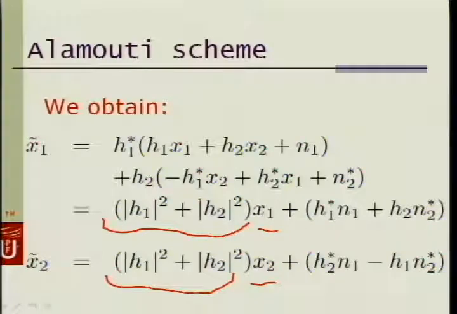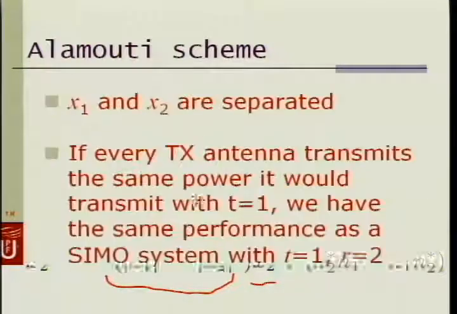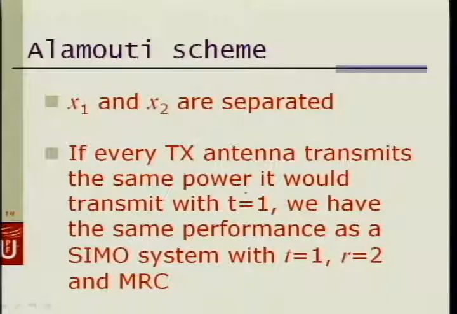We increase the factor multiplying x1 by taking into account the fact that we receive x1 from two different paths. This is a very interesting result, because we separate x1 and x2, and it can be shown that we have exactly the same performance as if we had one transmit antenna and two receive antennas with maximum ratio combining, which is the optimum combining of signals received through two receive antennas. This is important because with two transmit and one receive antenna, we can have the same performance as with one transmit and two receive antennas.